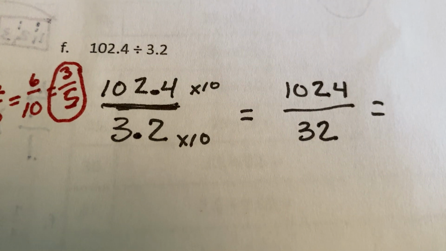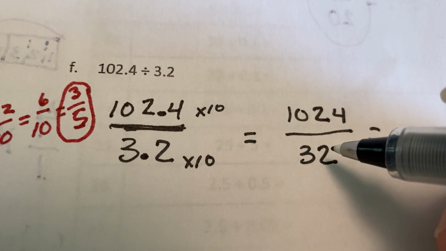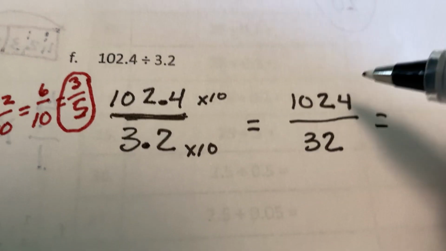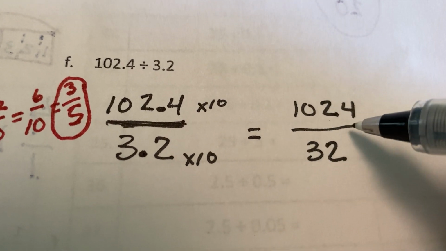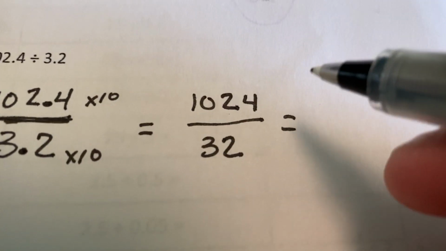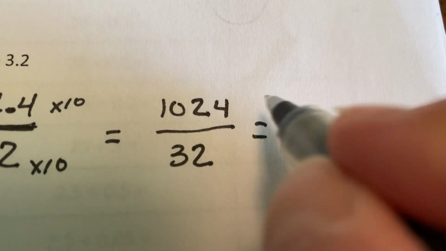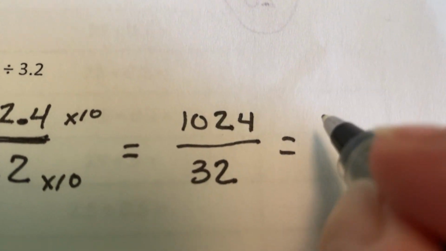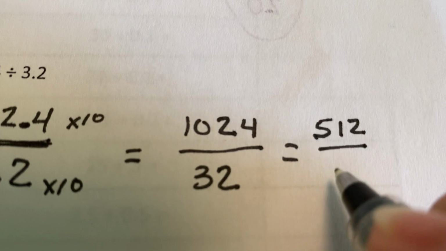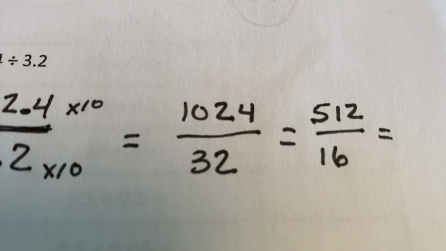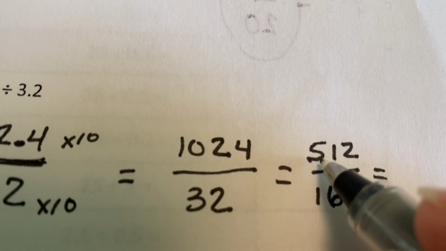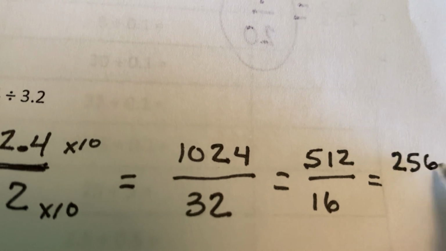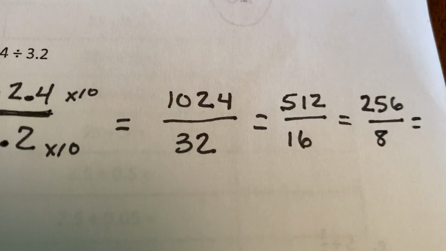Now, there are two ways you can solve this one. You could simplify this, all right, and we know that they're both evens, so we could just start halving until we get an answer. Or you could do the algorithm and do 1024 divided by 32. I'm going to show you the simplifying version first, and then we'll do the other one. Half of 1,024 is 512, and half of 32 is 16. Half of 512, well, half of 500 is 250, and half of 12 is 6, so 250 plus that 6 is 256, and half of 16 is 8.